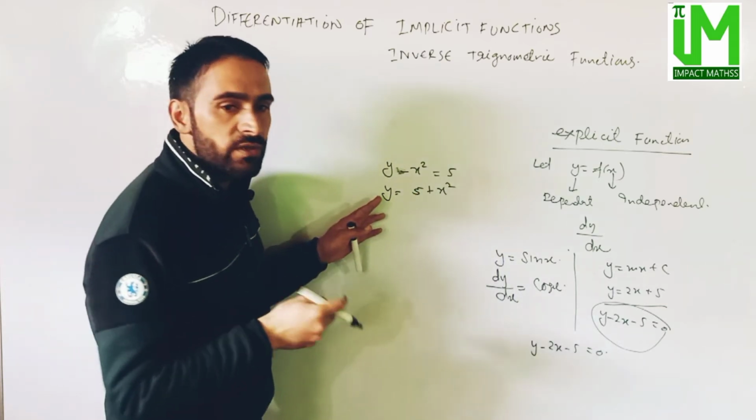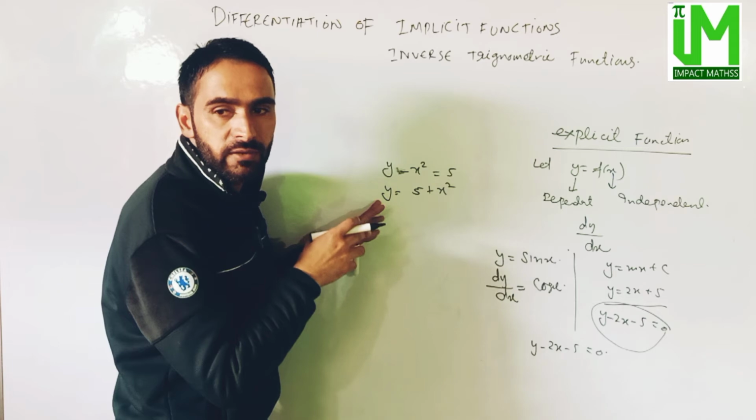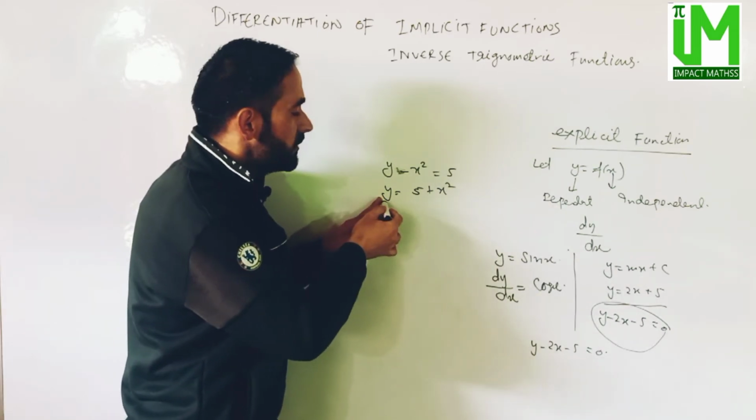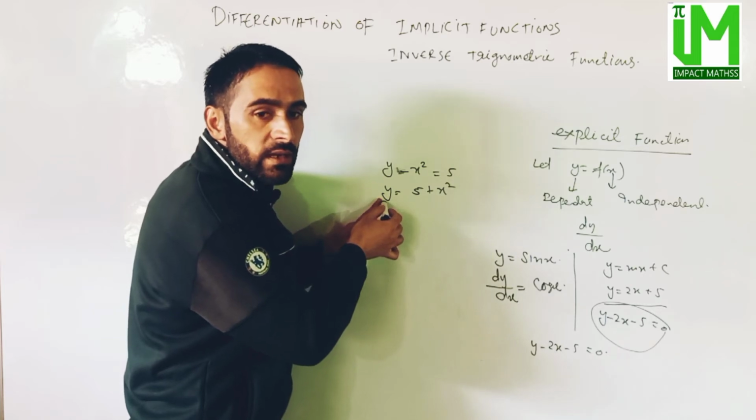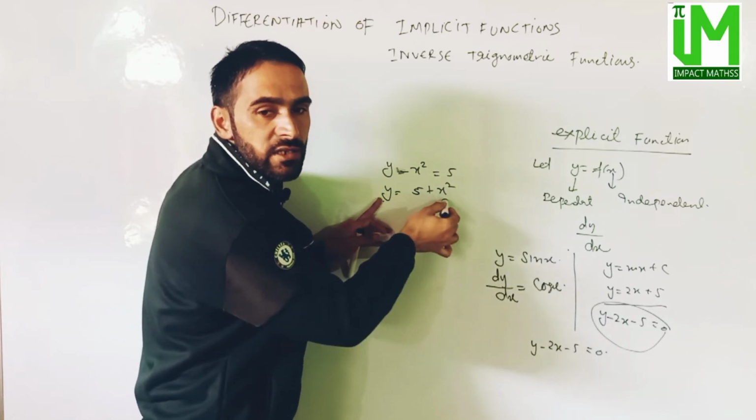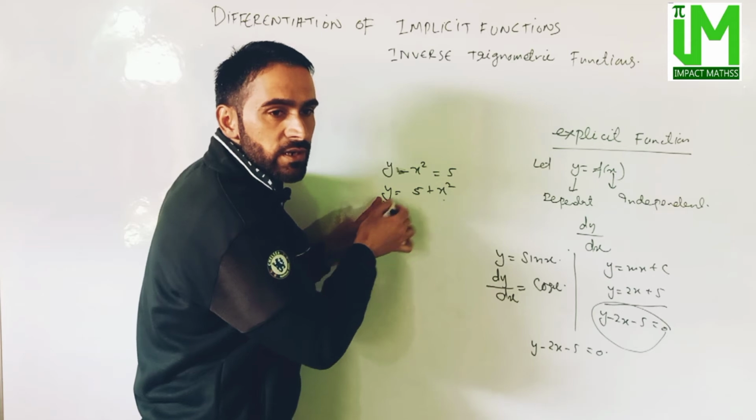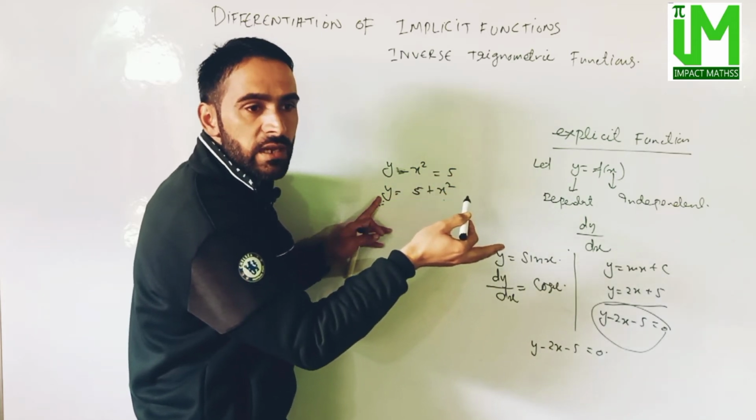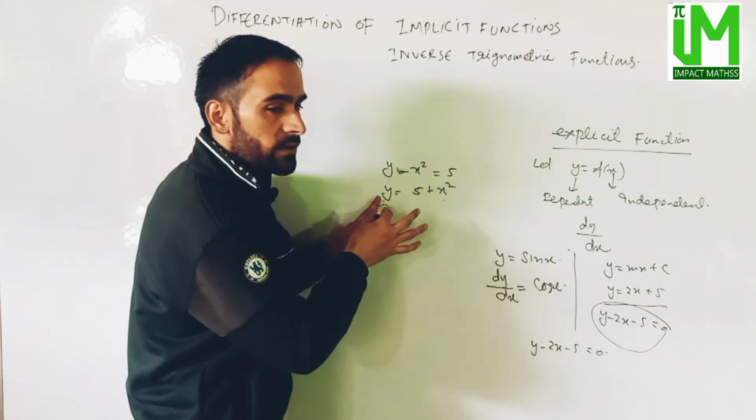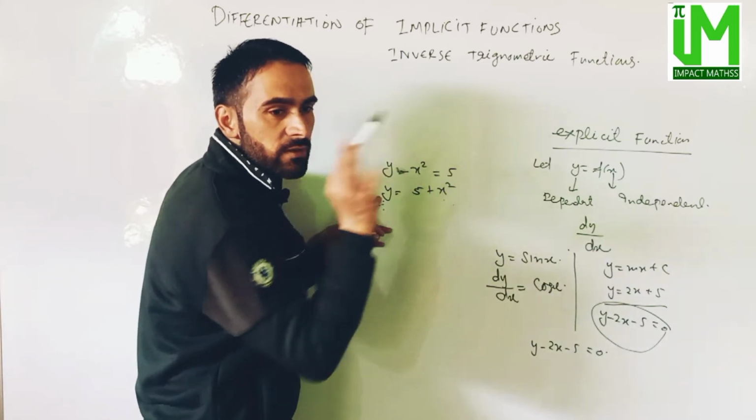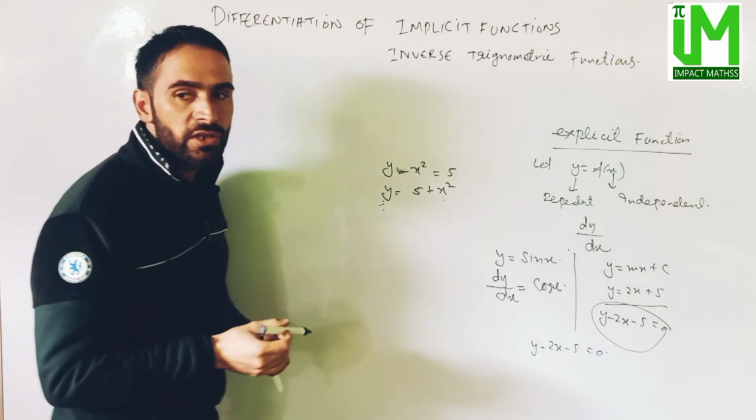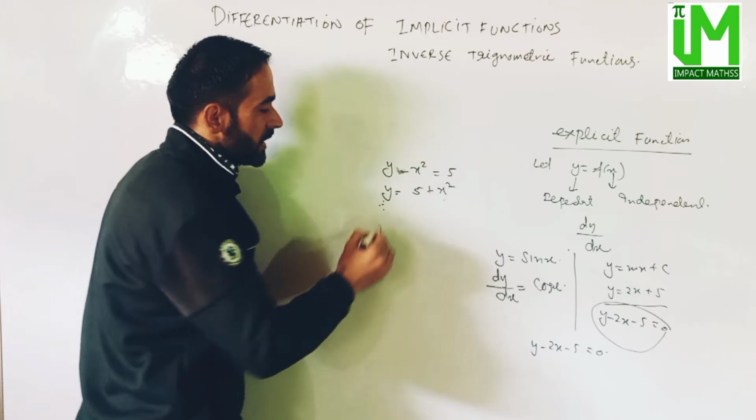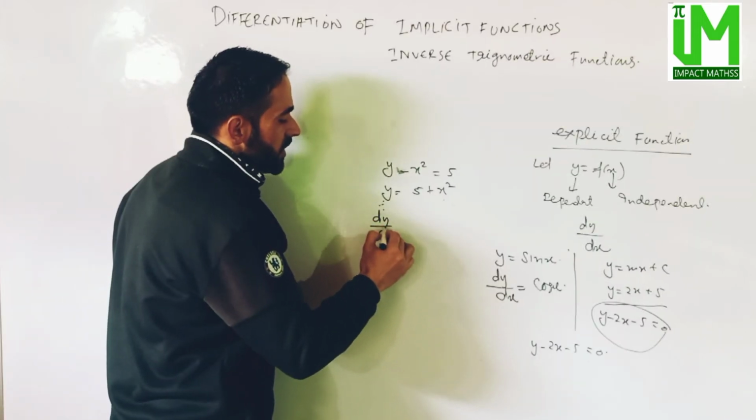Okay, so which one is the dependent variable and which one is the independent variable? Clearly y depends on the values of x, so y is dependent. When we change the values of x, x will serve as the independent variable, so y becomes dependent on x and x will be called the independent variable. Now differentiation with respect to the independent variable happens to be dy divided by dx.